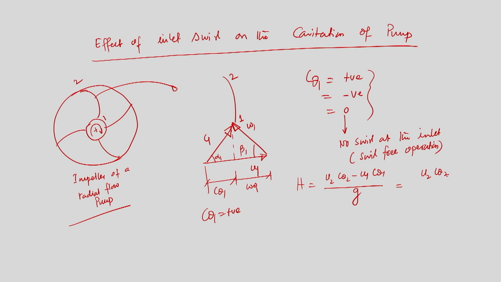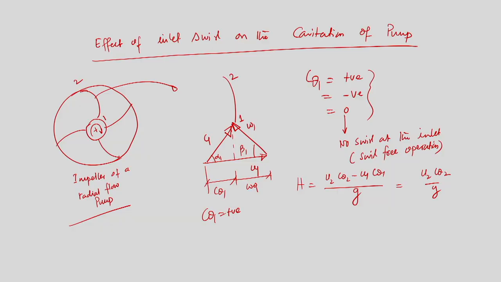From this expression of Euler head, we can see that a positive value of C theta 1 will always try to reduce the head being developed. A zero value is the best possible case, because it neither decreases nor increases the head developed, but a negative component will always increase the head developed by the pump. So, a positive value will always decrease the head, zero is the best possible case, and a negative component will always impart additional head to that developed by the pump.